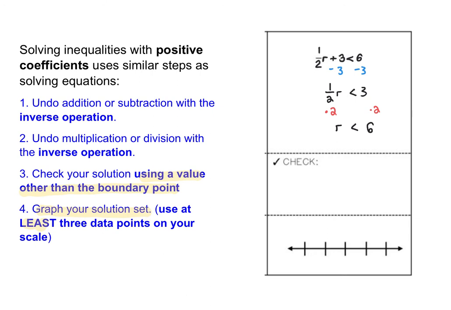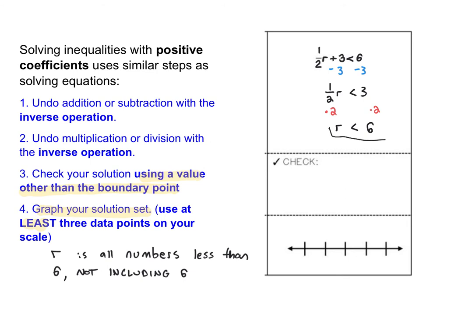I'm going to write that down. Okay, so r is all numbers less than 6, not including 6. So for my check, I want to pick a number other than my boundary point. So right now my boundary point is 6. So I want to pick a number that is less. Let's try it with 5. I'm going to check when r equals 5.